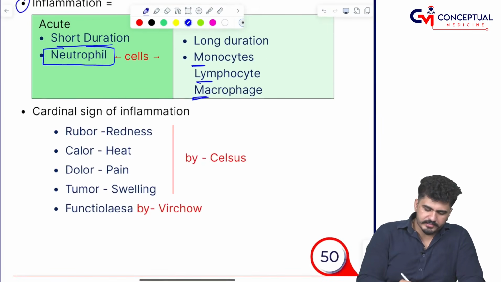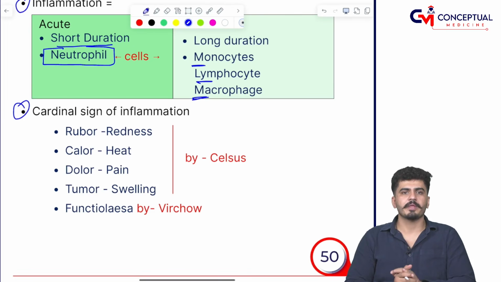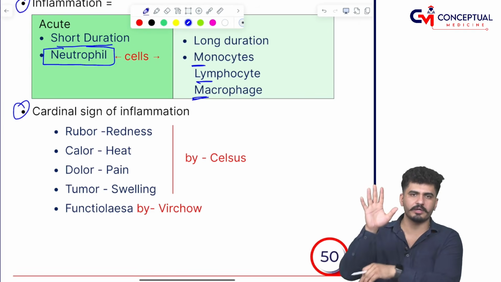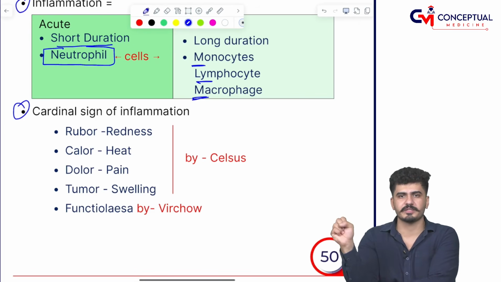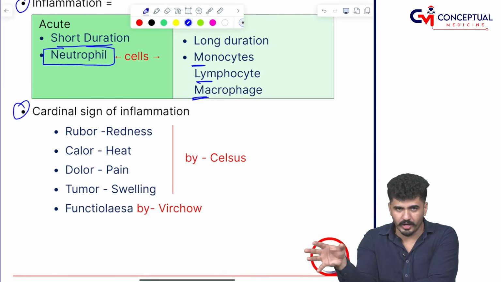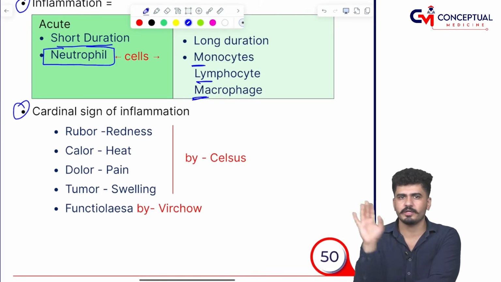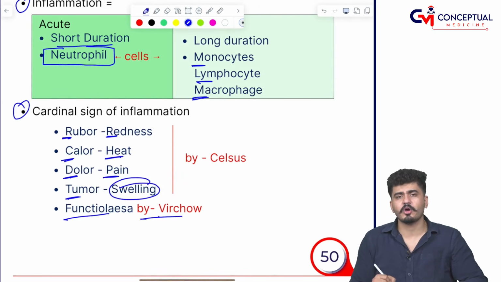Now coming to the cardinal signs of inflammation, this is also a previous year topic for your exam. This came in your exam. Rubor, tumor, dolor, calor, functio laesa. What are those five cardinal signs of inflammation? This tells that there is inflammation. If these are present, there is inflammation. They have fancy names. Rubor is redness, calor is heat, dolor is pain, tumor is swelling, functio laesa means loss of function.